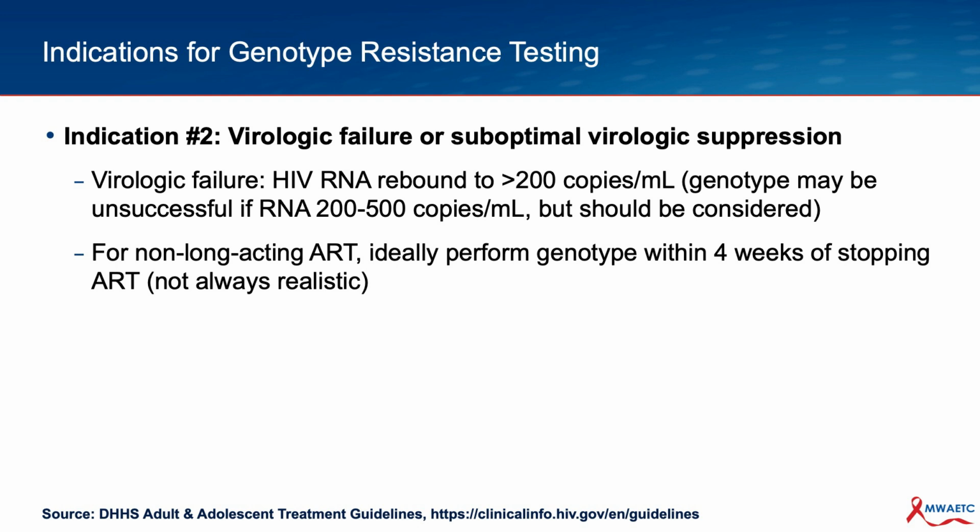A note, and this is in the guidelines as well, is that some labs may have difficulty amplifying virus and performing the genotype when the viral load is low, such as between 200 and 500. But if a person has a viral load that has been suppressed and now has rebounded to that range, it is worth considering and worth trying.